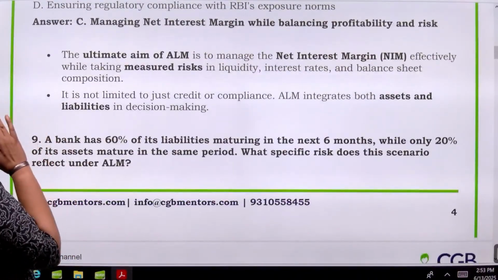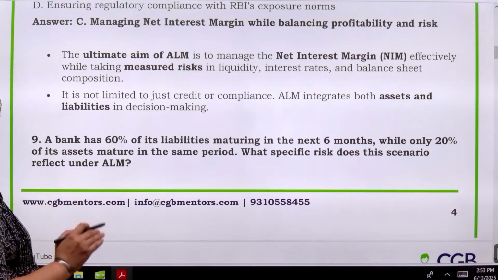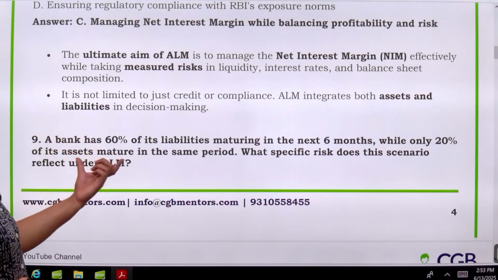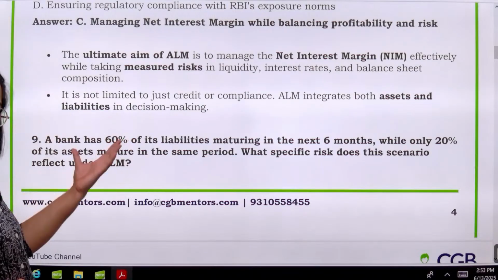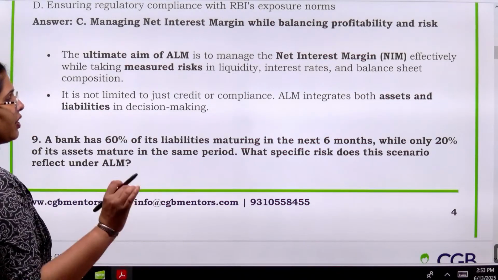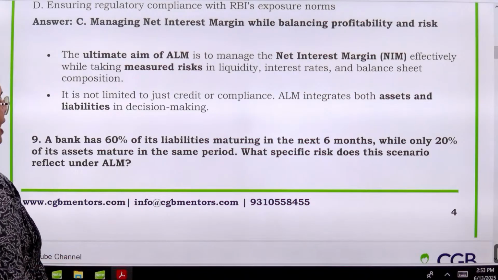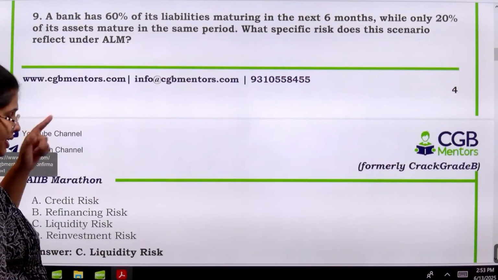Now, a bank has 60% of its liabilities maturing in the next 6 months, while only 20% of its assets mature in the same period. That means you will have to pay more for your liabilities, a clear indicator of asset liability mismatch. Now, what specific risk does this scenario reflect under ALM? If you remember, we have done this yesterday as well.